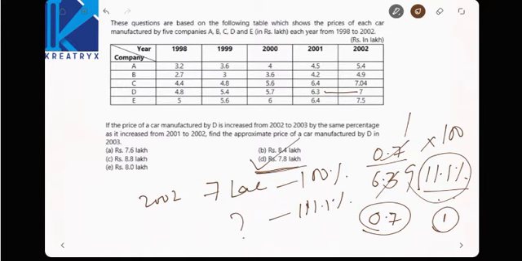Now observe the calculation. Without calculation we can see this. 111.1 into 7 will lead you to this. See here, 7.77 means that is nothing but equal to 7.8, right?